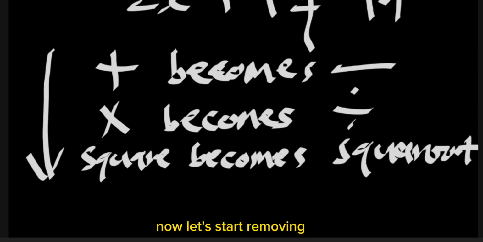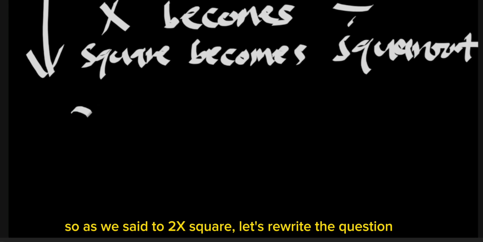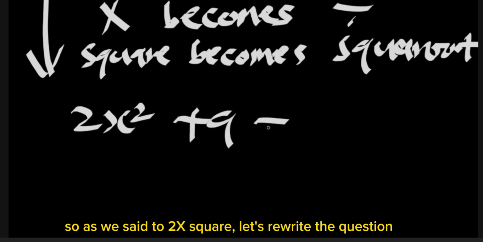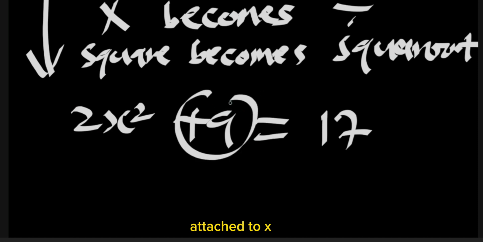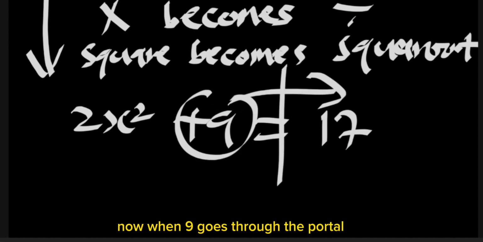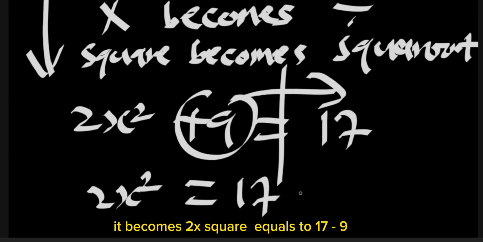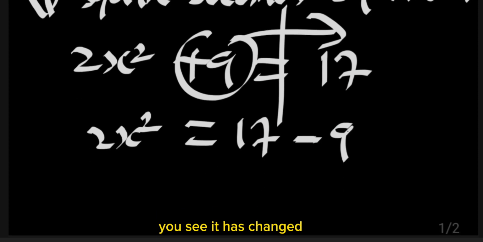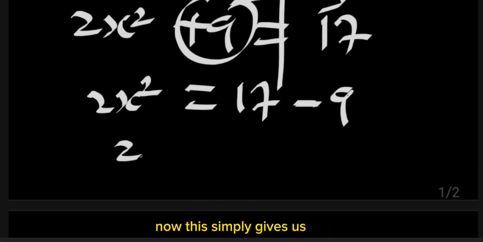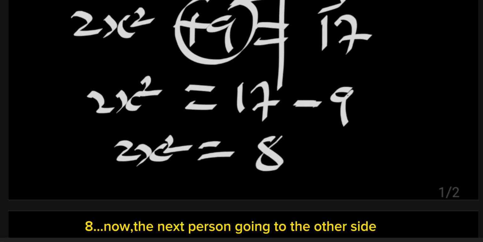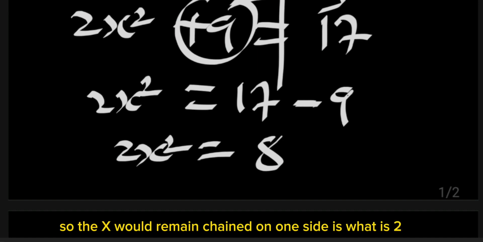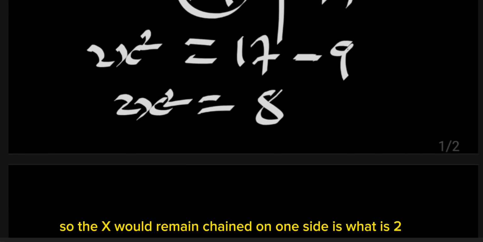Now let's start removing. So as we said, 2x squared, let's write the equation. Remove 9 first. Why? 9 has the sign plus attached to x. Now when it goes through the portal, it becomes 2x squared equals 17 minus 9. You see, that's changed. Something has changed slightly. Now this simply gives us 8.